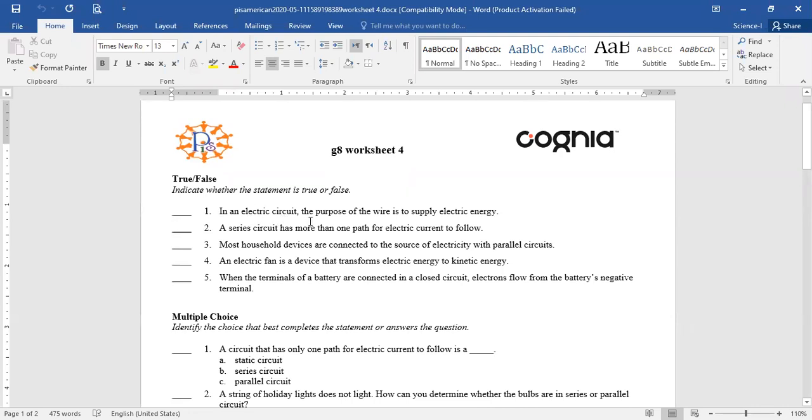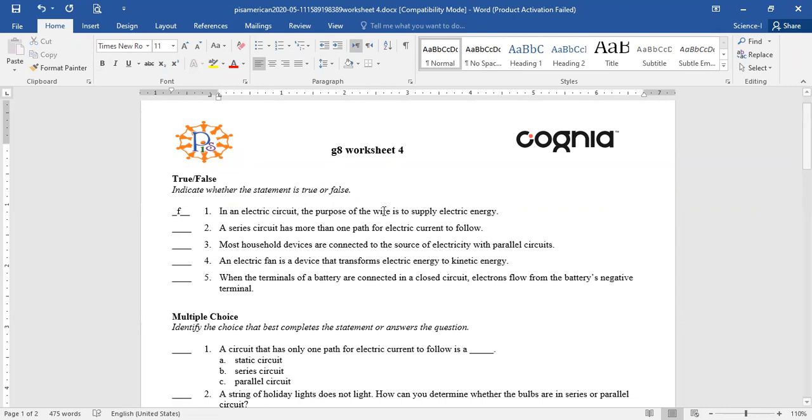First question: in an electric circuit, the purpose of a wire is to supply electric energy. True or false, guys? Yes, Fadia? True. It's supposed to say connect or conduct, not supply electric energy. Supply means it gives, it produces. So it's false. Like when I say I supply you with water, that means I give you water. Do you get the idea?